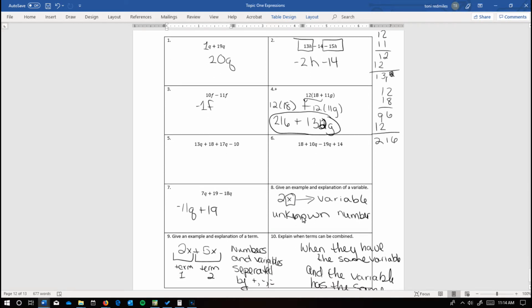Looky there. All right, so our like terms are this positive 13q and this positive 17q, which will make 30q. And we also have this positive 18 minus this 10. So I'm taking 10 away from 18, which leaves me just with 8. Okay, my like terms, 18 and positive 14. Just simple addition, add those two together, we get 32. And then I also have a positive 10q and a negative 19q, different signs. I subtract, getting 9. And I take the sign of the bigger absolute value, which means it's going to be a negative 9q.